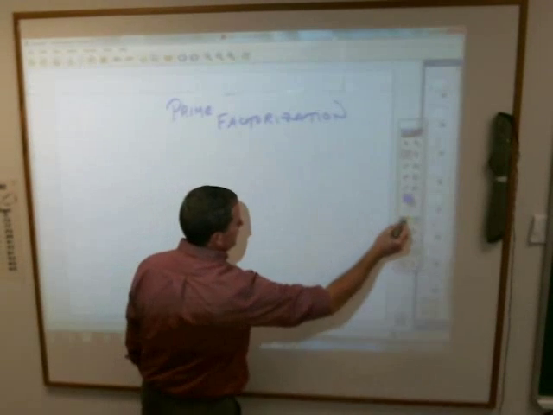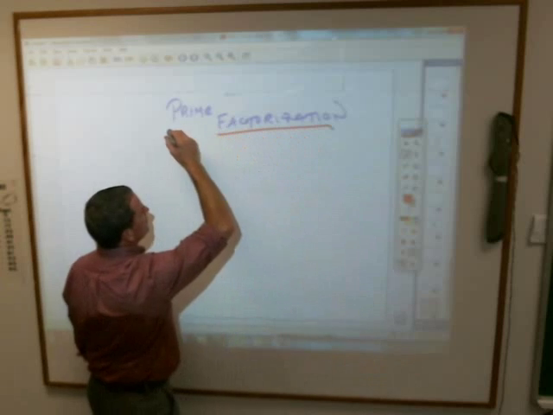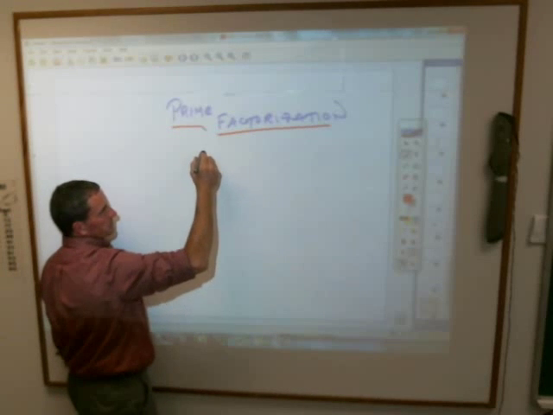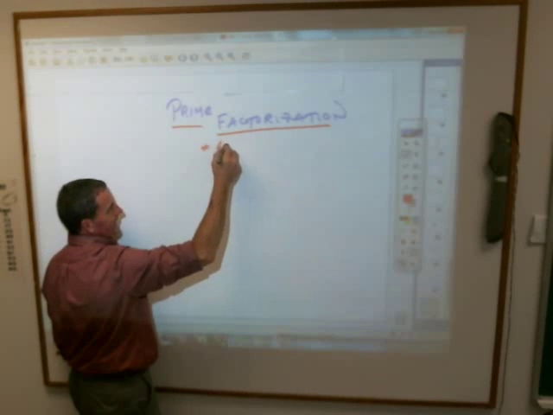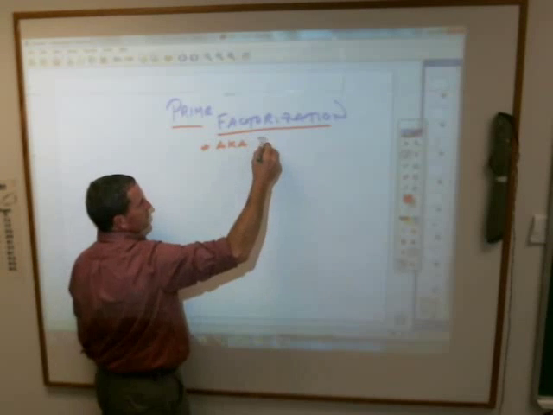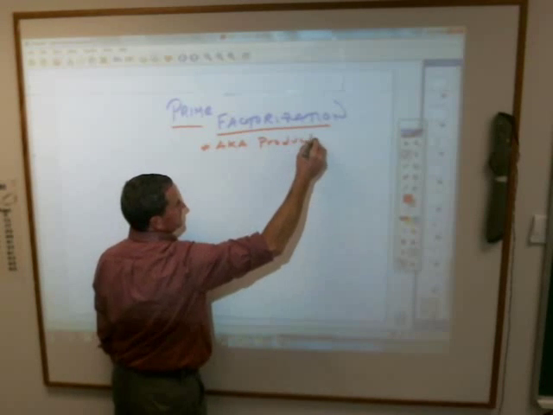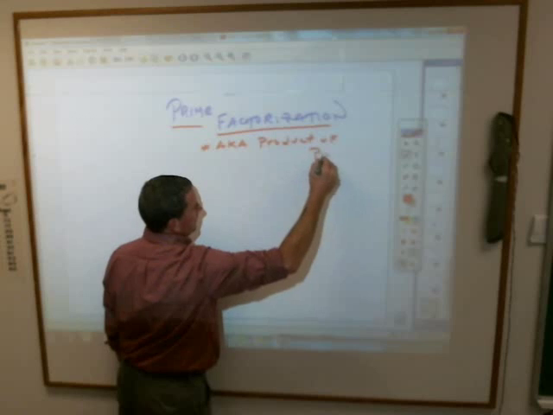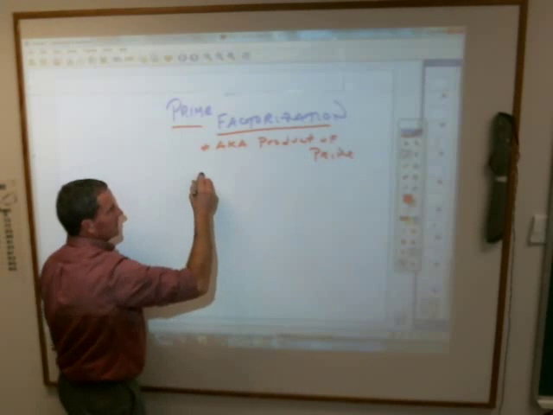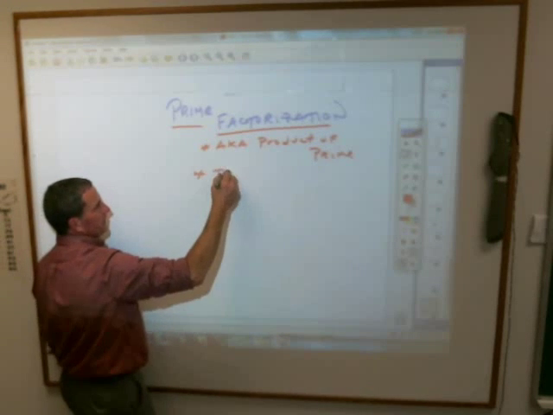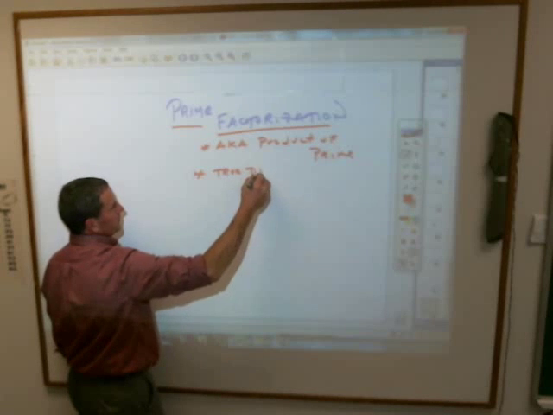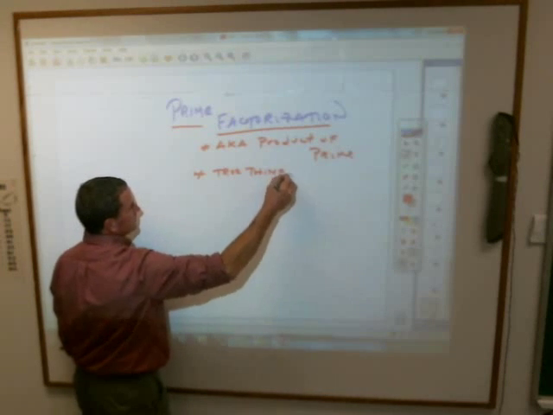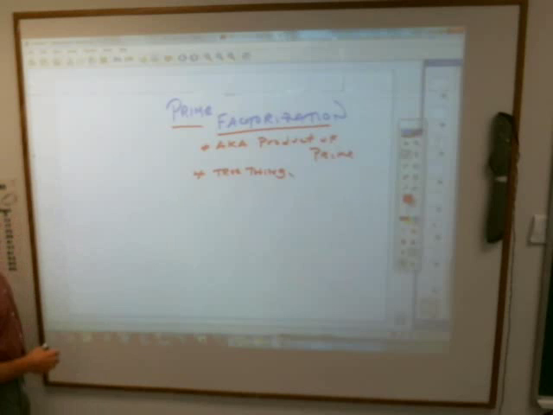Under prime factorization, we also call this aka product of primes, and aka sometimes I refer to it as the tree thing. Do you remember this? Prime factorization would look like this.